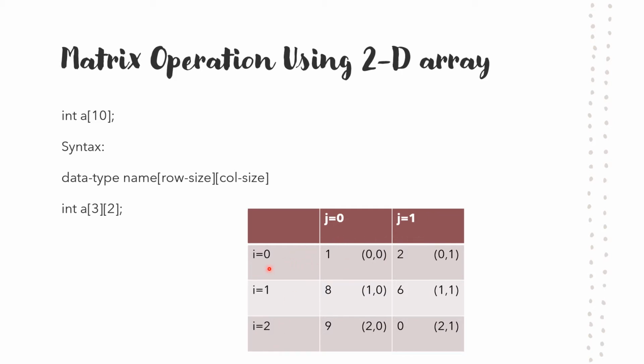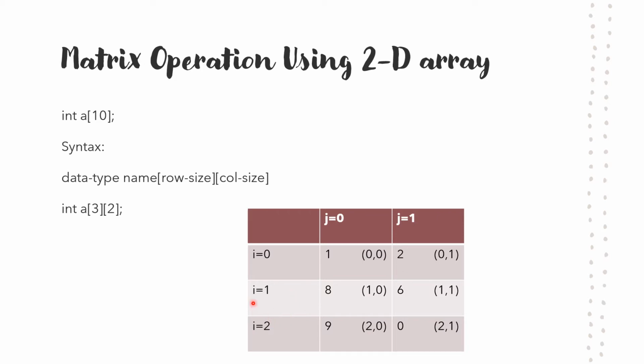For i equal to 0, initially i will be 0 and j will be 0. So for 0, 0, I have accepted one value, which is 1. Here you can see in the parenthesis 0, 0, that is the value of i is 0 and the value of j is 0. Now the value of i will be 0 but the value of j will be 1. For 0, 1, I have accepted the value 2.